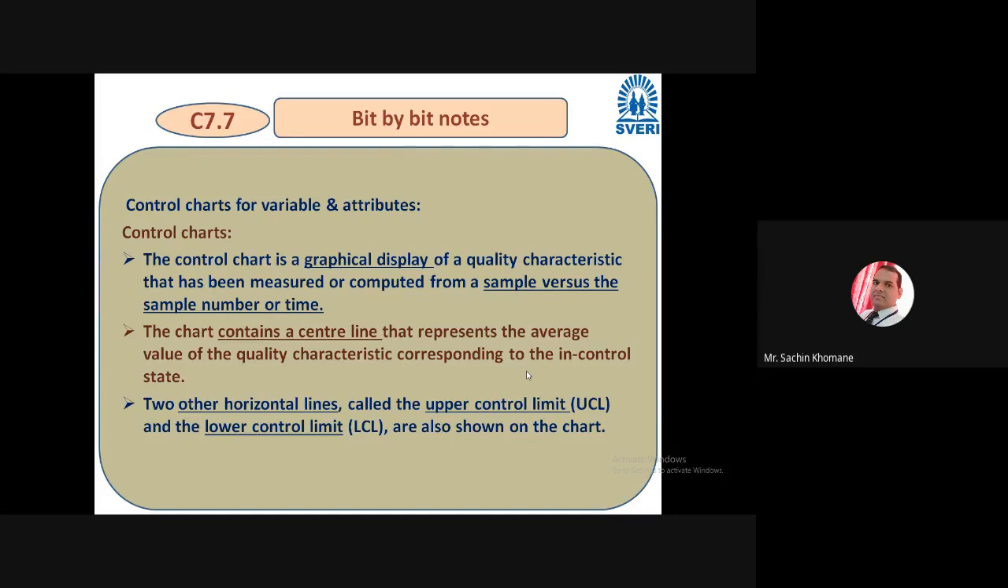All of us understood that a control chart is a graphical representation of samples versus sample number or time. It is a 2D graph. On the x-axis there will be a sample number or time, and on the y-axis there will be a sample quantity or amount. So the sample thing will be on the y-axis, and on the x-axis there will be a sample number or time.